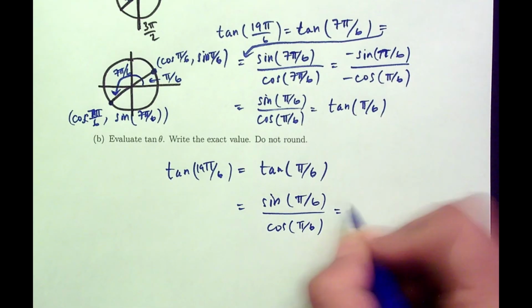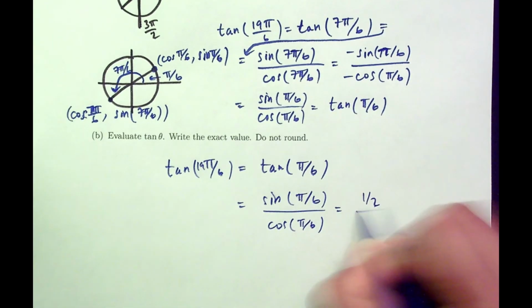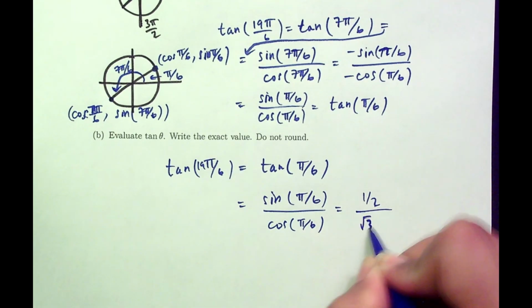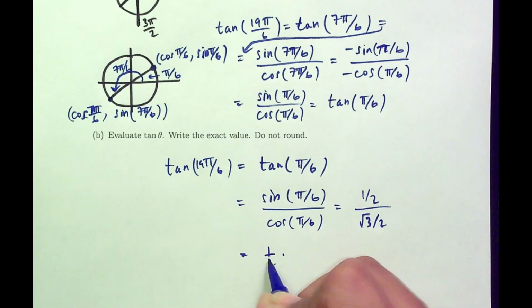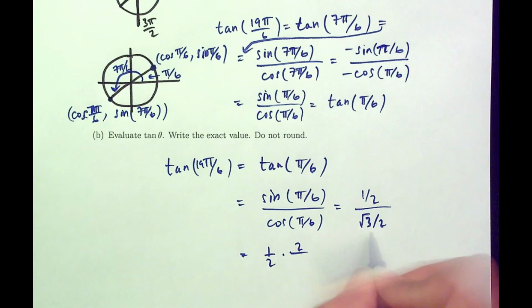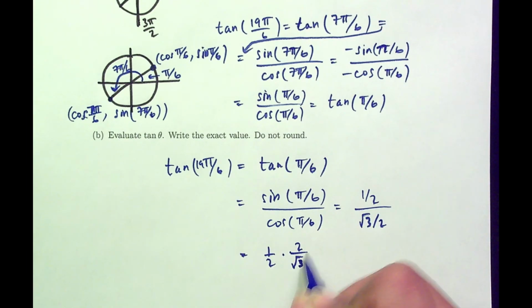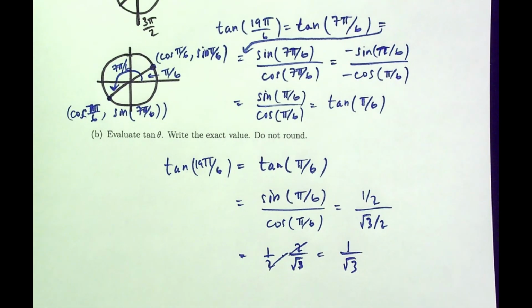And these are special angles. These are in the first quadrant. You're supposed to memorize them. Sine of pi over 6 is a half. Cosine of pi over 6 is square root of 3 over 2. And simplifying this, it's a half times the reciprocal of that, which is this. The 2's cancel and you get 1 over square root of 3.